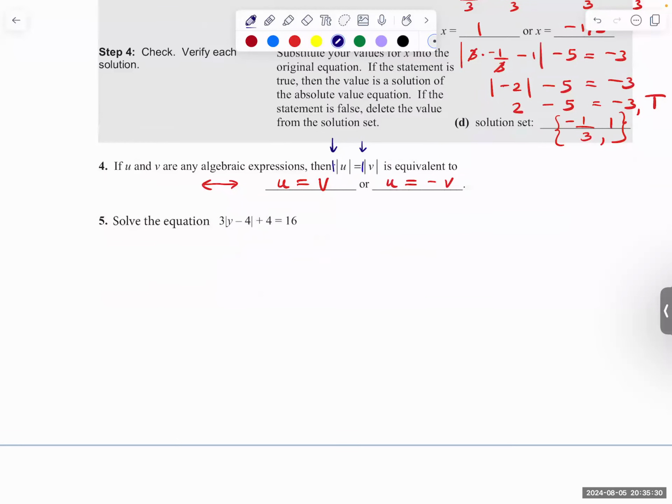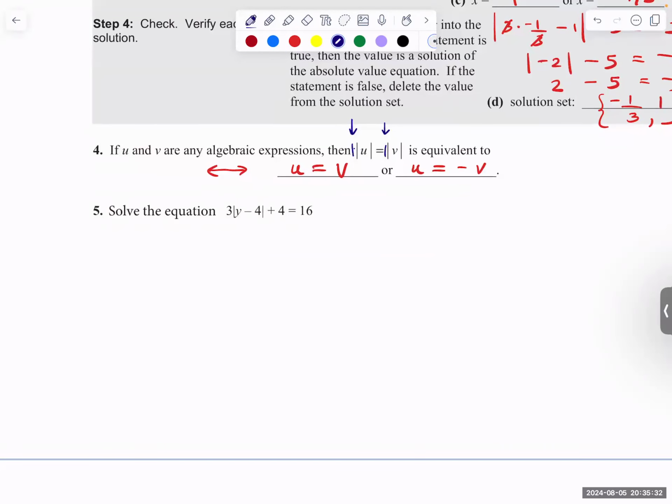Number 5, solve the absolute value equation. 3 times the absolute value of y minus 4, add 4 equals 16. So we want to isolate this absolute value term, get it by itself by subtracting 4 from both sides. So we're going to minus 4 on the left, minus 4 on the right. So we have 3 times absolute value of y minus 4, and 16 minus 4 is 12.